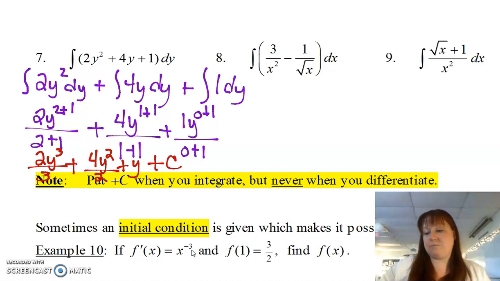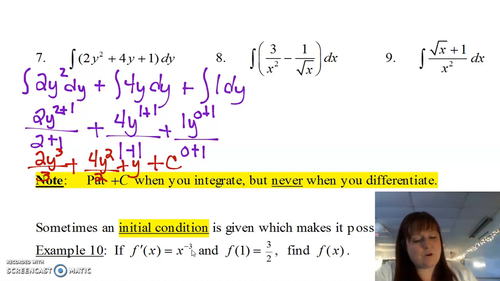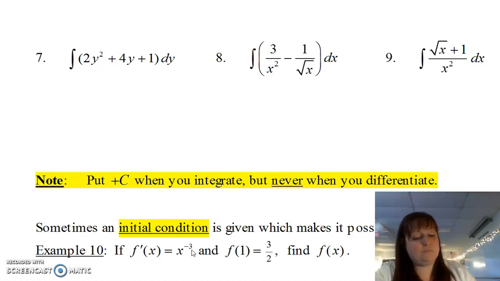Let's try the next one. The next one looks a little more complicated, but we got this, okay? So, I think I'm going to erase all of this really quick so I have a bit more space. Okay, I'm going to write over here on this over by number 7, but just know I'm doing number 8.